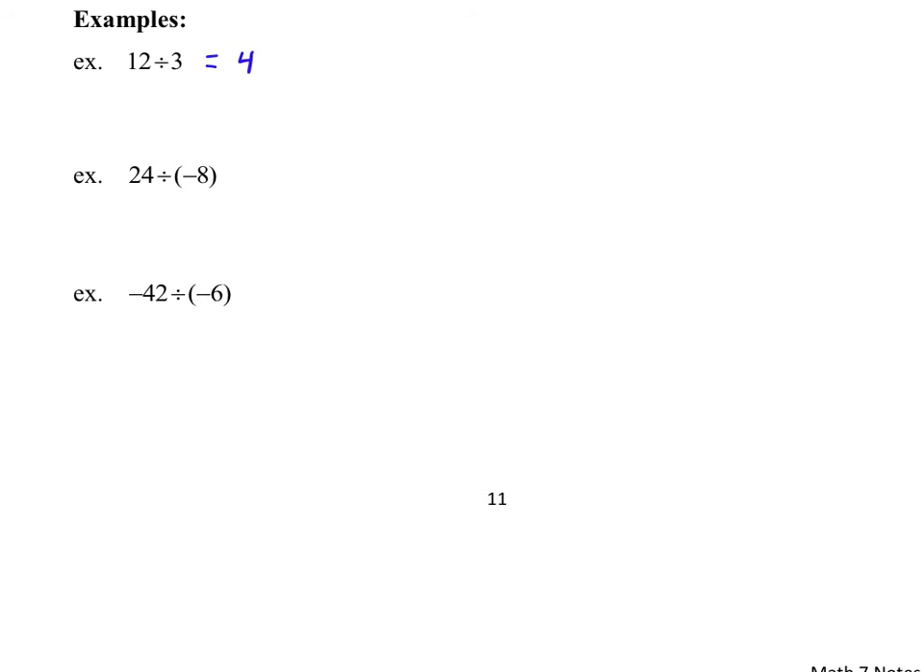All right, second example, we have one negative there. That means our answer has to have a negative. So I put my negative sign in right now. 24 divided by 8. You can say, well, how many times is 8 going into 24? Or what times 8 is 24? And we get a 3, so the answer is going to be a -3.